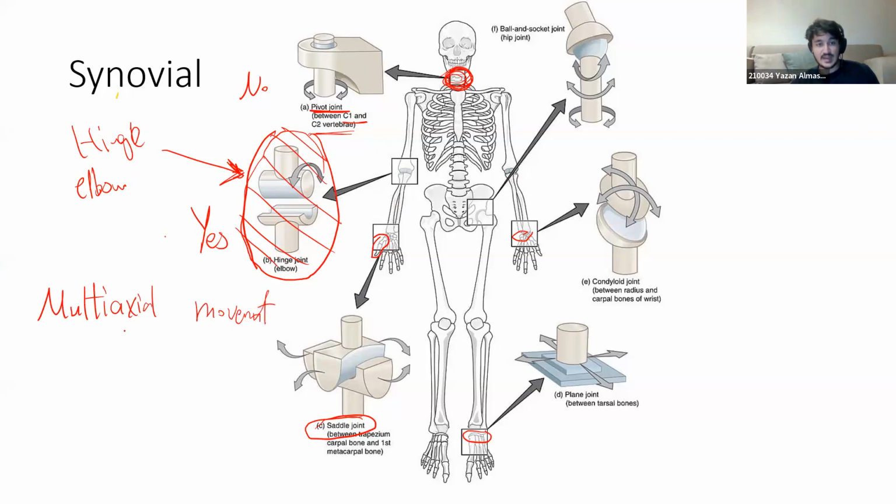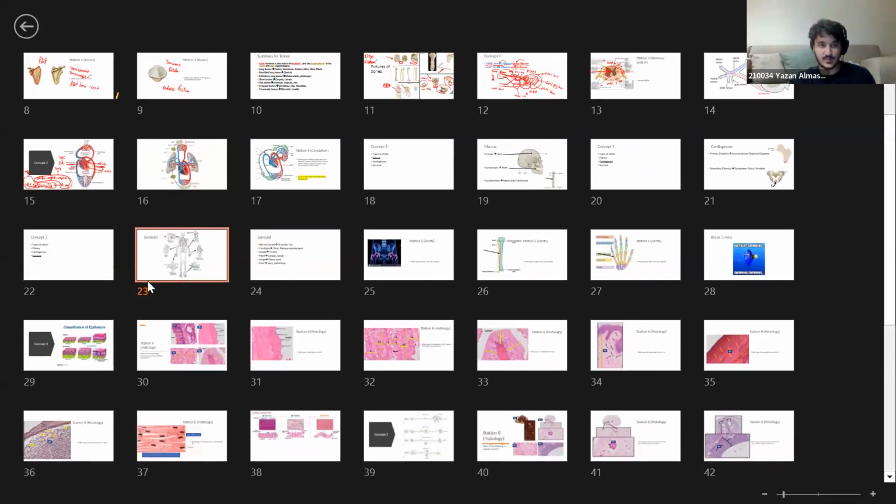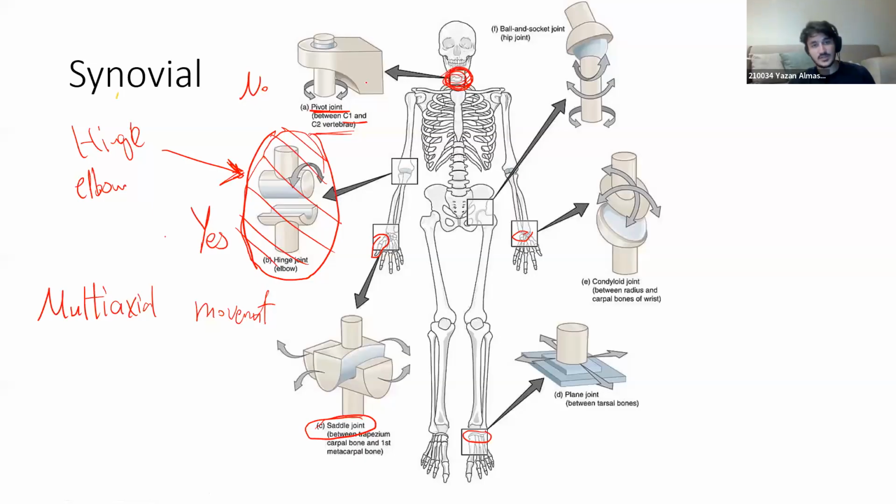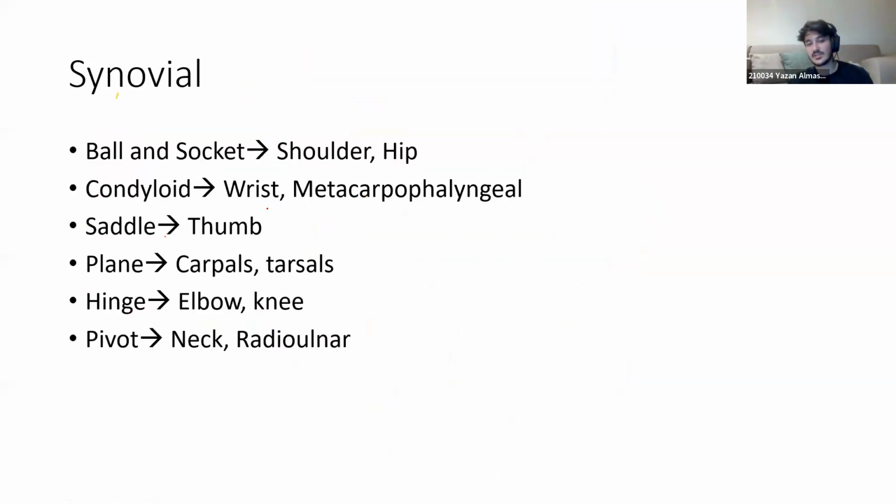Okay? And give me an example for it. Ball and socket, yes. So the answer is ball and socket. And an example for it is the shoulder, for example. Okay, so these are the types of joints. And here I put for you the different types.